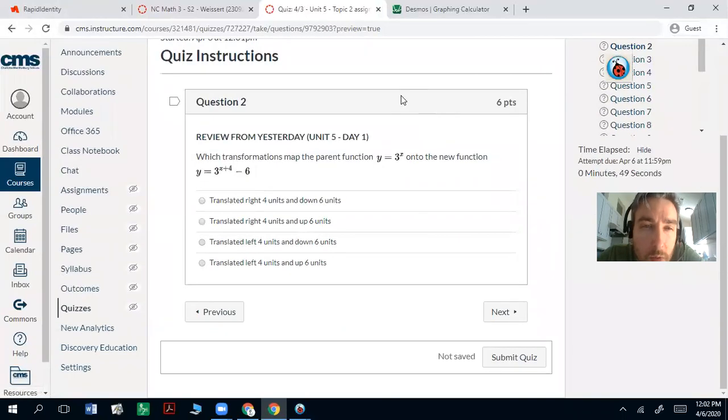Question number 2. Which transformations map the parent function y equals 3 to the x power under the new function y equals 3 to the x plus 4 minus 6? So in the exponent, when it's being added, it's left. When it's being subtracted, it's right. It's the opposite of the x-axis. Because you know on the x-axis, right is positive, left is negative, but with the x transformations left to right, it's always the opposite. So this will actually take it left 4, and minus 6 will shift it down 6.